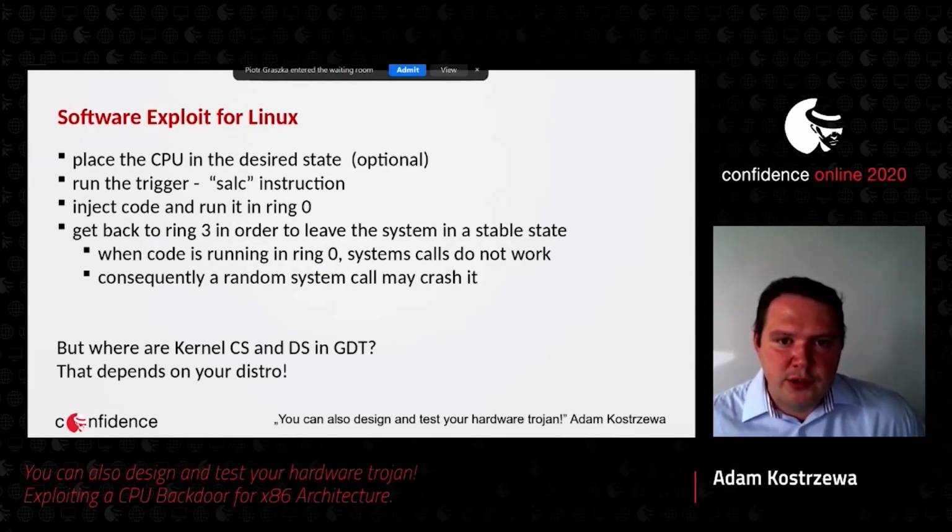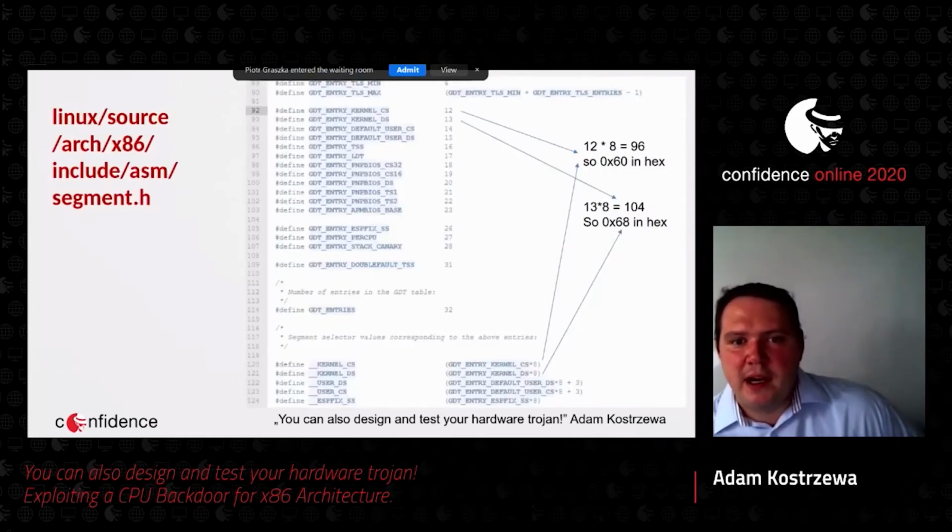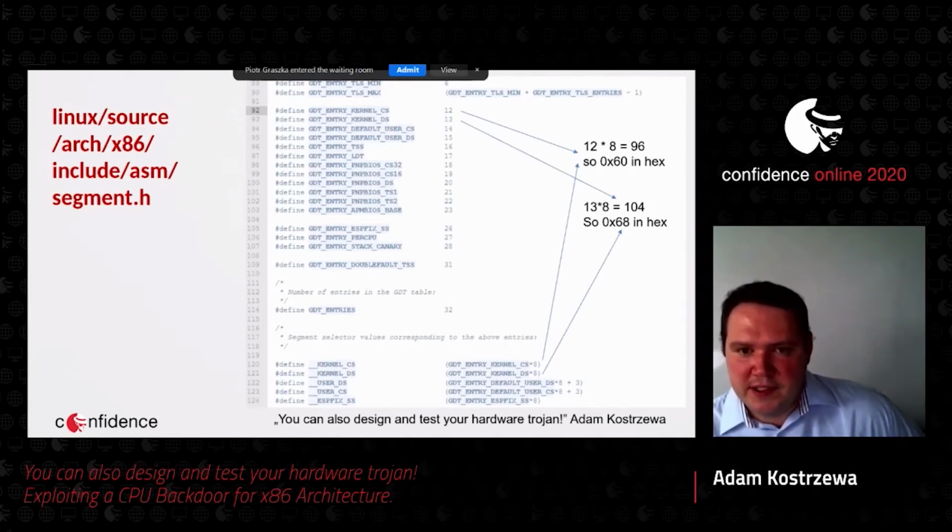So in order to do this, we first have to find our kernel data in our GDT table to be able to load those segments where the kernel keeps its data. So where to find them?